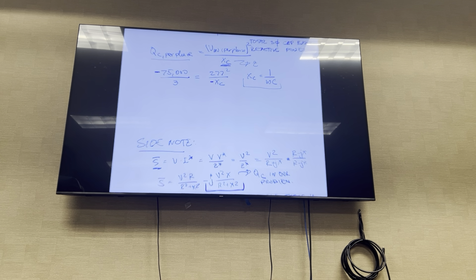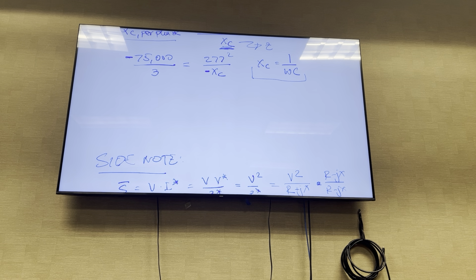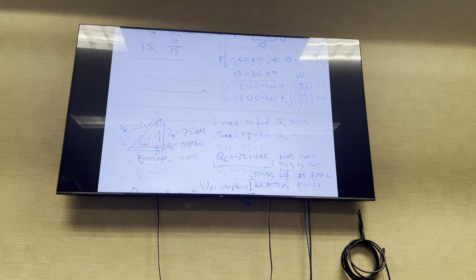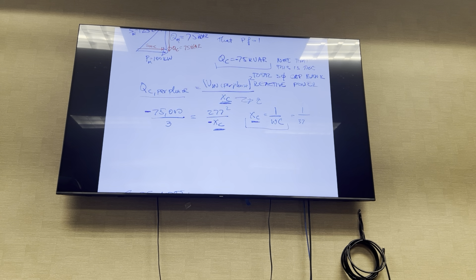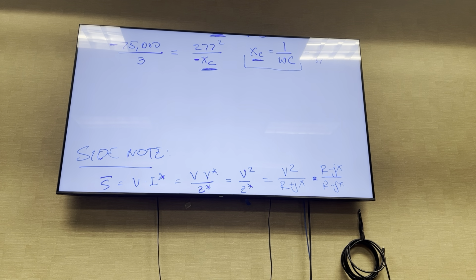And then getting back to our problem, from here we can solve for XC, which is 1 over omega C. And then, which is basically 1 over 377. Well, let me double check. What's the frequency here? Frequency is given at 60 hertz, so 2 pi 60 is 377 times C.